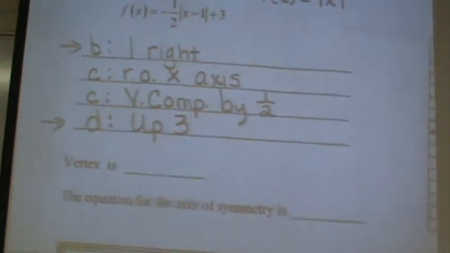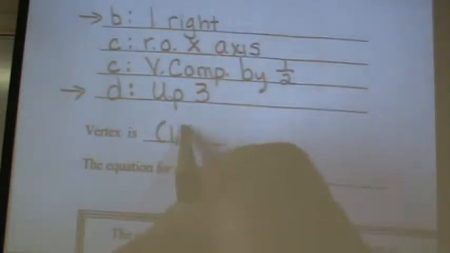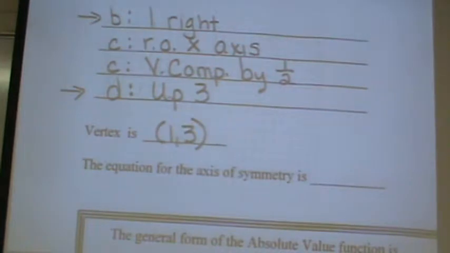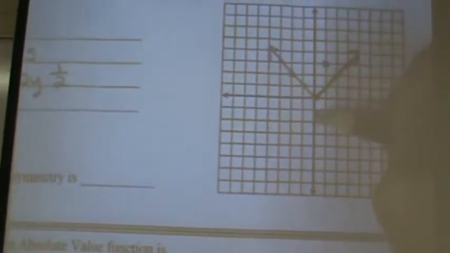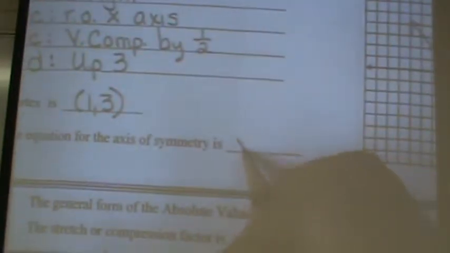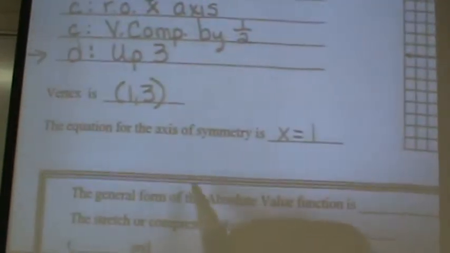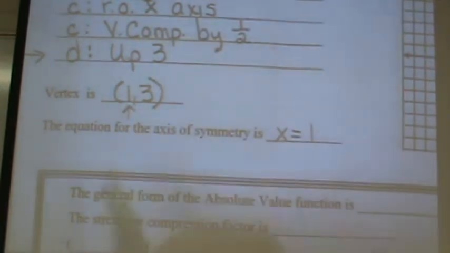B and D. So what's our new vertex? If we shifted 1 unit right and 3 up, what's our new vertex? 1, 3. So I want you to write that down. 1, 3 is your new vertex. Your axis of symmetry originally was the line x equals 0. What's our new axis of symmetry going to be? X equals 1. Do you know where it comes from? Yep, right there. X is equal to 1.